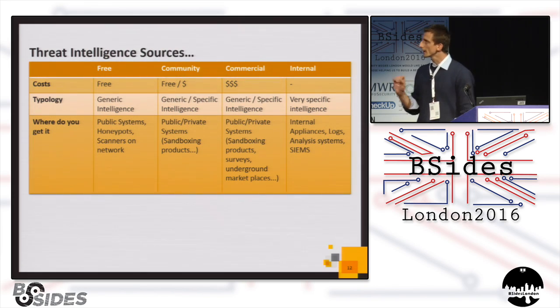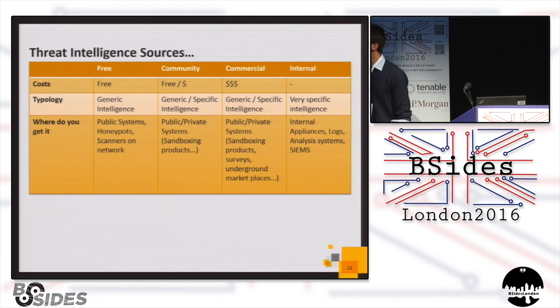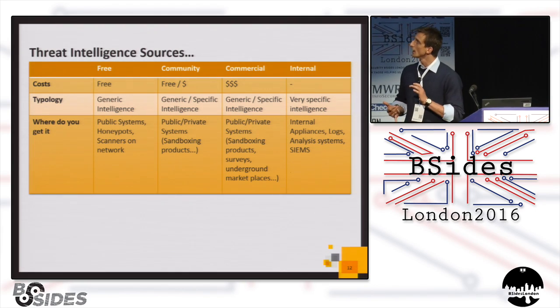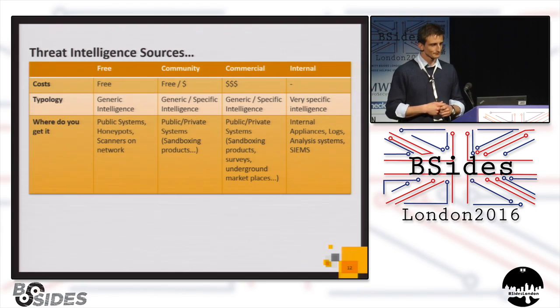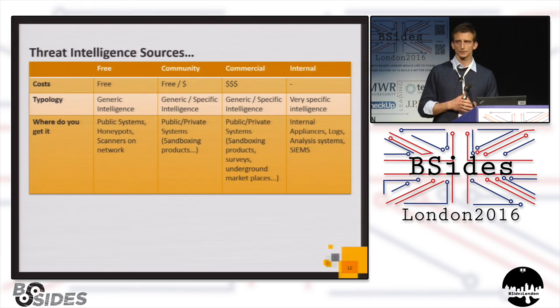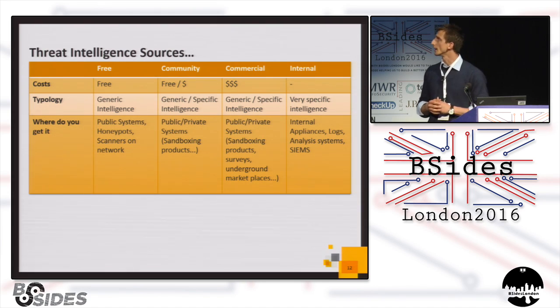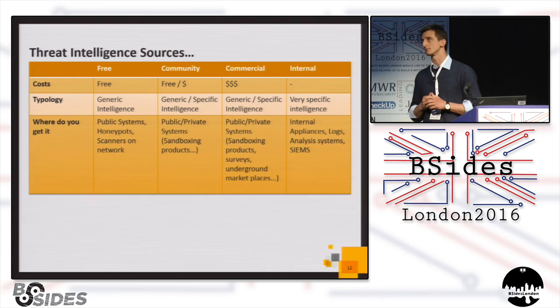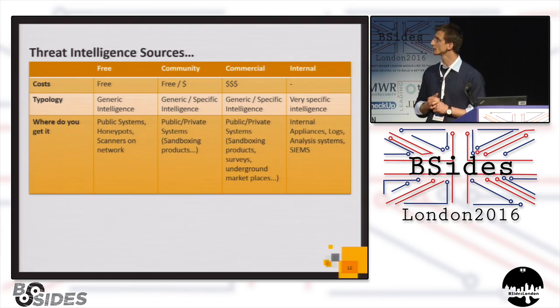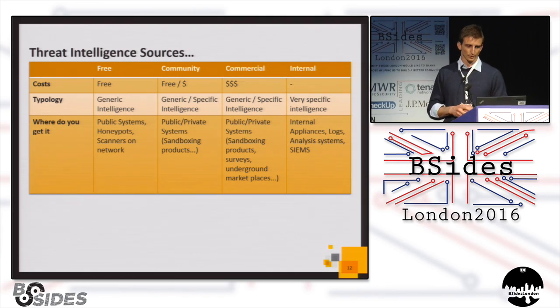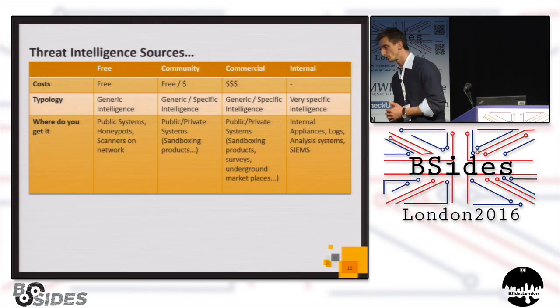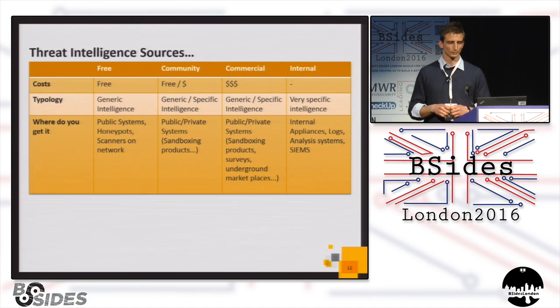So we can grab this information from different sources, like free sources, where they are actually, of course, free. They contain generic information. They come from public systems or honeypots. We have the community systems, where they contain generic and some specific intelligence information from, for example, sandboxing products. Sometimes they are free, sometimes you need to pay a little fee to get access to this kind of feeds.